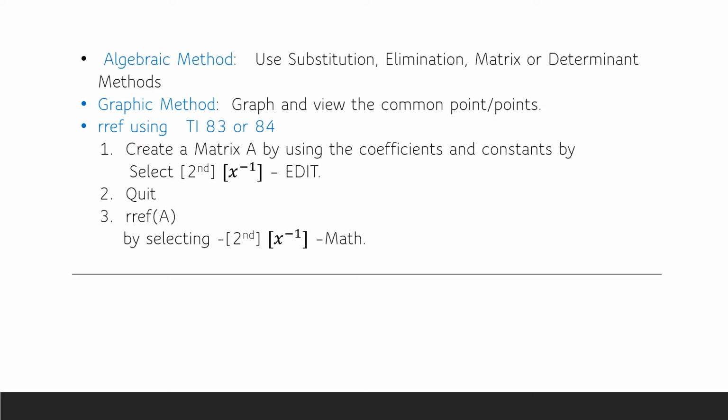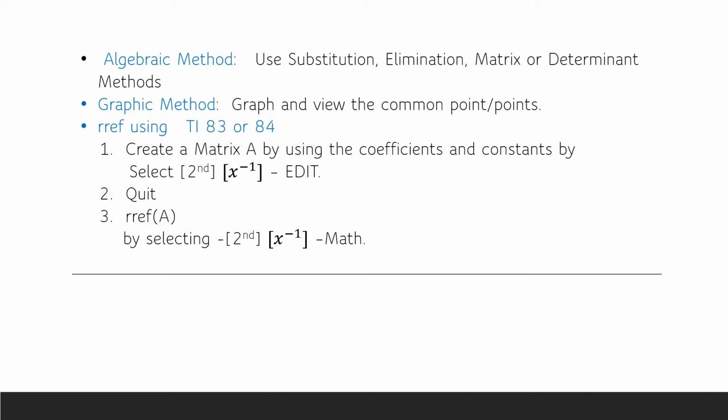We have already seen this algebraic method in my other videos. I have explained how to use the substitution method, elimination method, the matrix Gauss-Jordan method, as well as the determinant method using Cramer's rule. Here we are going to graph and view the common point or the points which can be a line. And also we are going to use the TI-83 and 84 using that reduced row echelon form method.